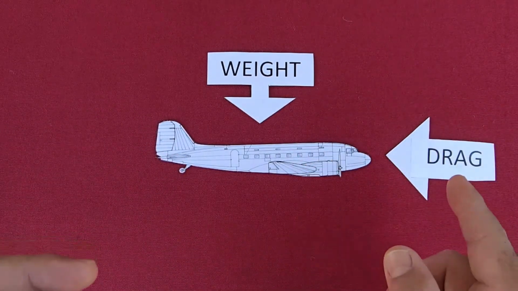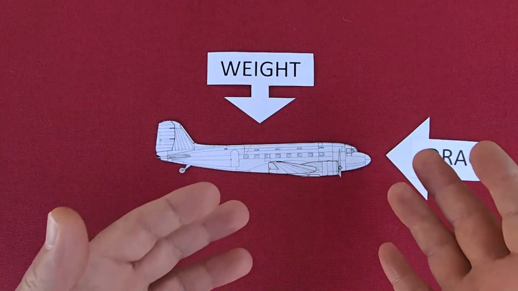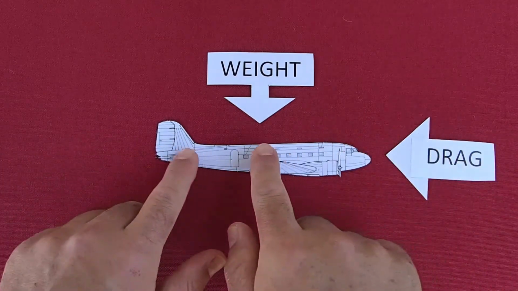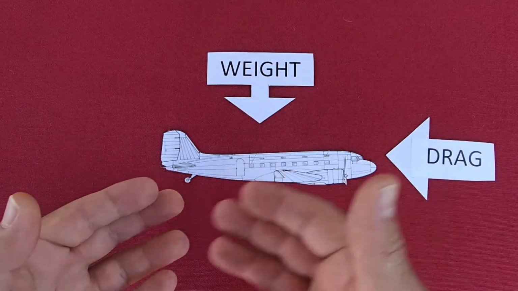Drag. Drag is the resistance to the motion through the air. That's friction with the air. The plane is trying to move through the air. There's a certain friction. The air is rubbing up against it.